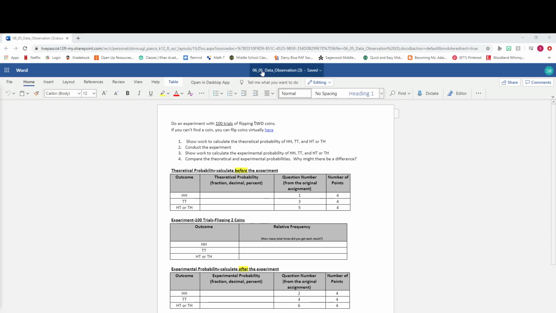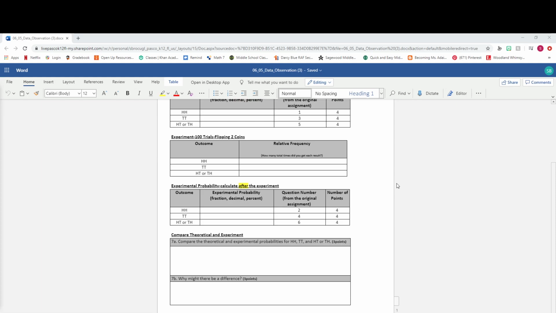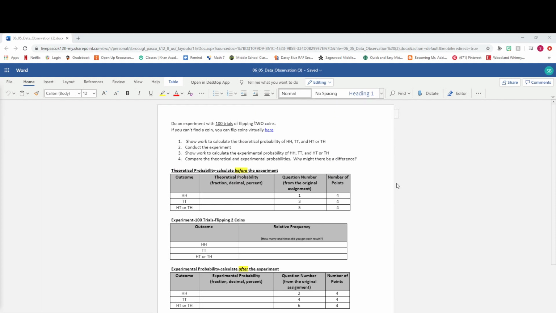Coming to help you with the 6.05 data observation project. So this is the template. Make sure when you're doing the project you are using this template. You can either print it, edit it online like I am, or you can make up your own on a sheet of paper if you do not have a printer or a way to edit this online.